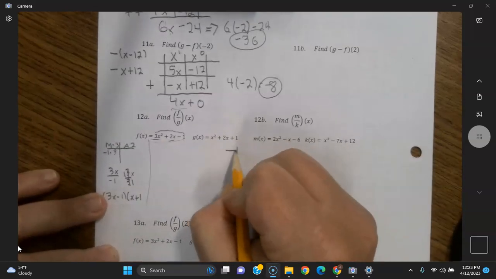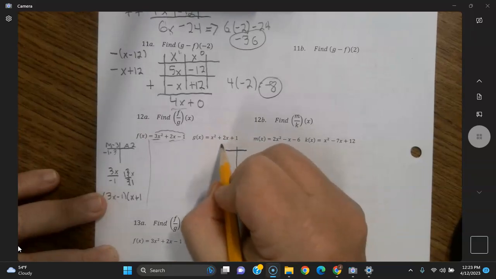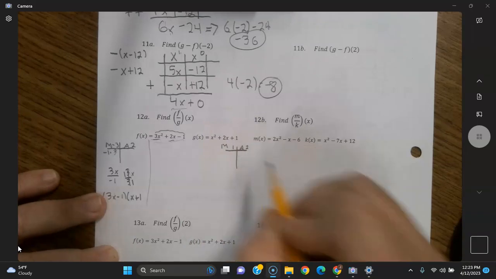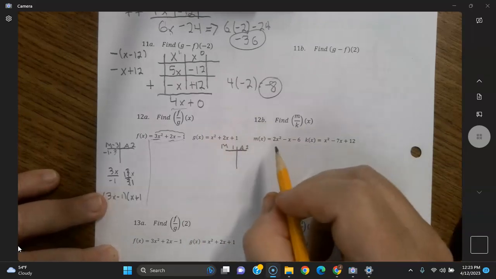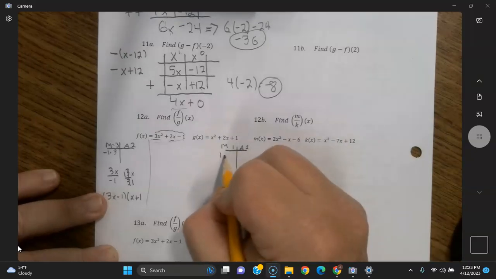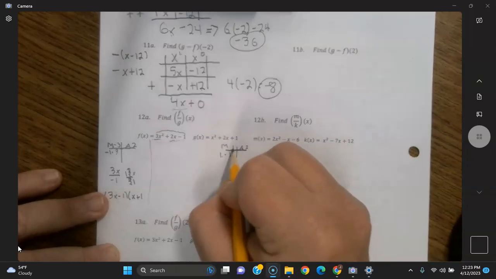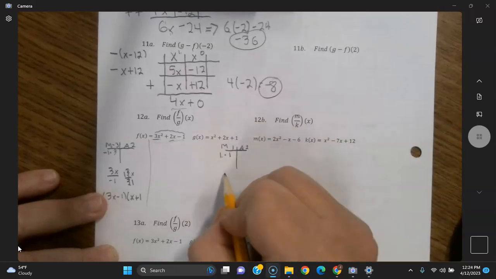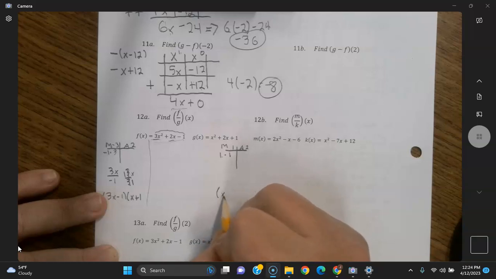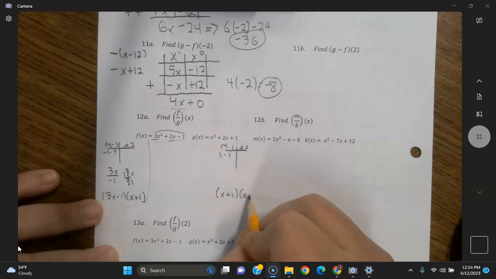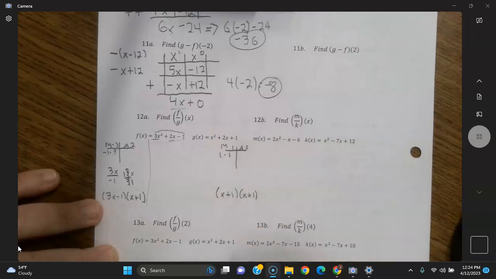It has a coefficient of 1. So they have to multiply to 1 and add to 2. Okay, so that's going to be 1 and 1. 1 times 1 multiplies to 1, and 1 plus 1 adds to 2. So that's simply going to be, down here I'll write it, x plus 1, x plus 1.